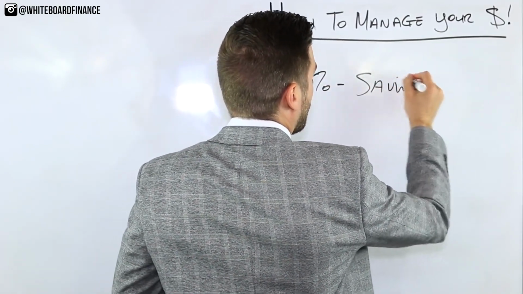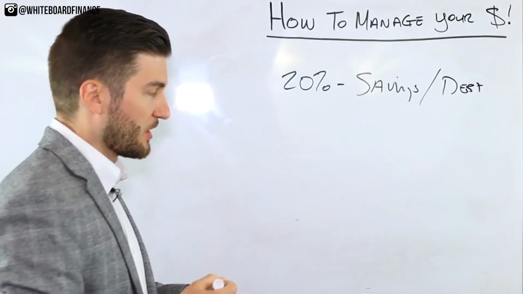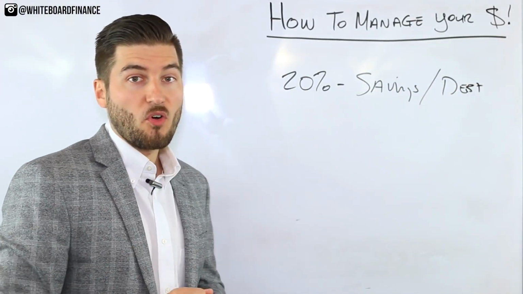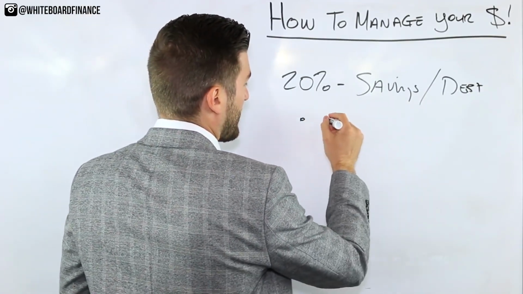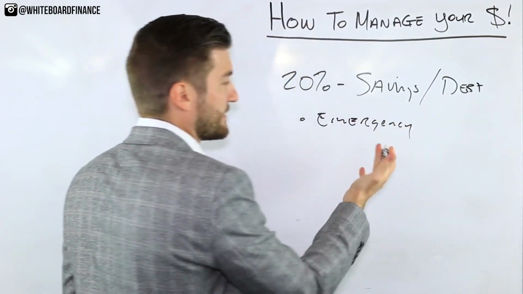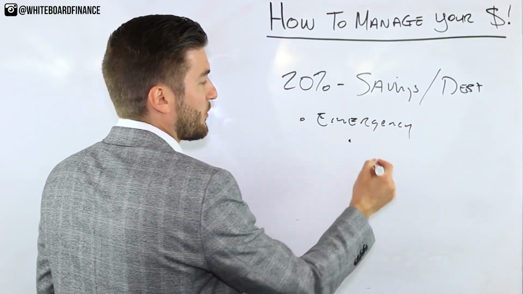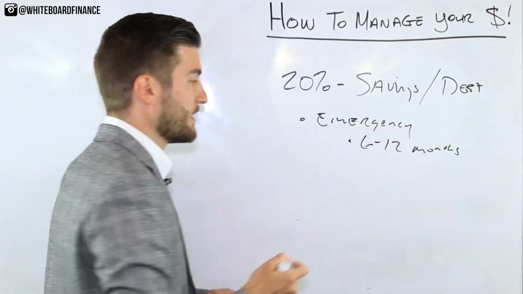So savings and paying off debt. This is where the last 20% of your income should go. And again, these are all net numbers. So if you have, let's say for example, an emergency fund, okay? This I would consider savings. What I like to do for emergency funds is 6 to 12 months of living expenses.